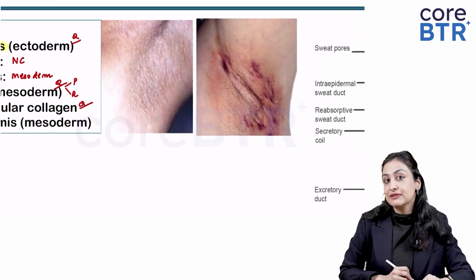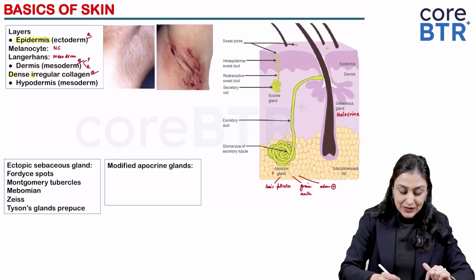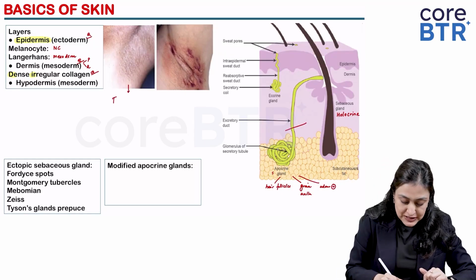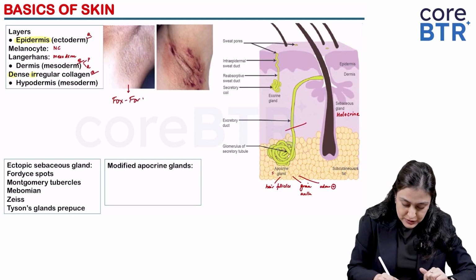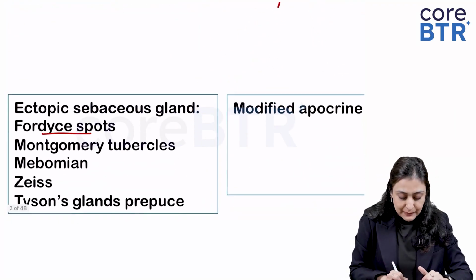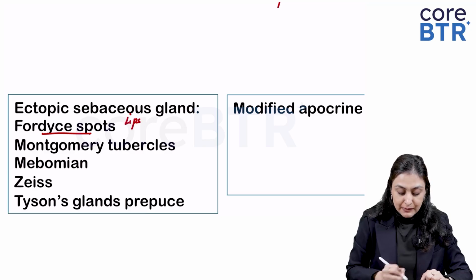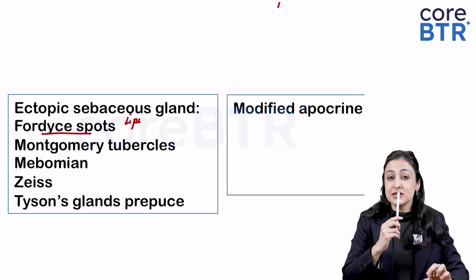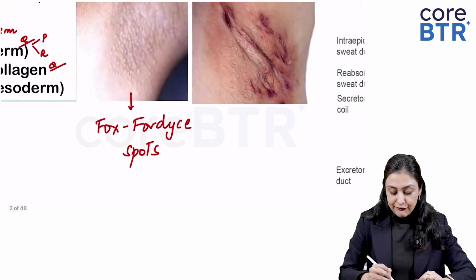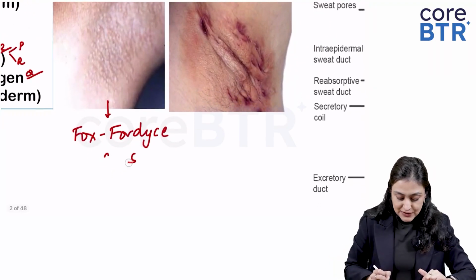What is this axillary finding? This is what happens when the apocrine gland is blocked. This is what is called Fox Fordyce spots. Don't mix it with Fordyce spots. What are Fordyce spots? They are present in the lips. How I remember is lips, upper lip, lower lip, whatever, is one structure, so one word. Fox Fordyce disease, not spots.